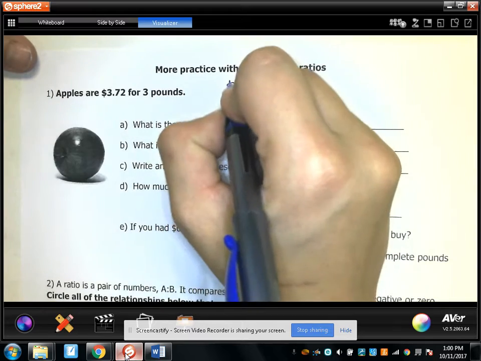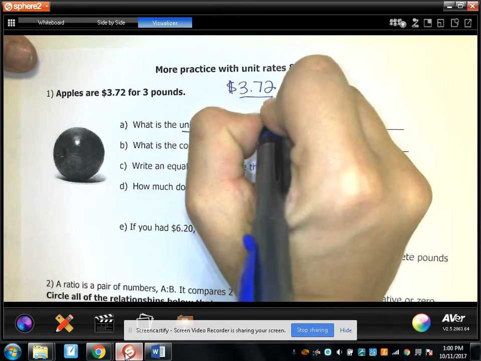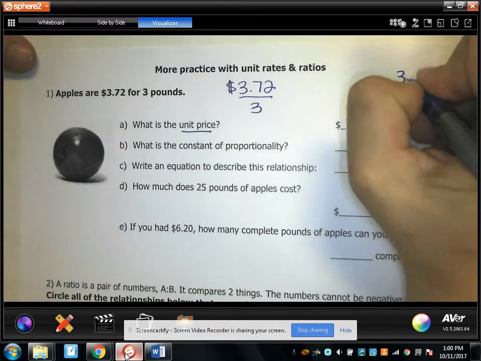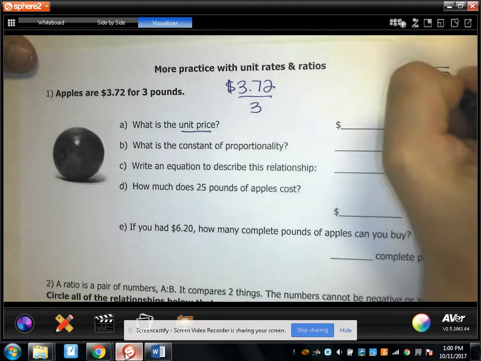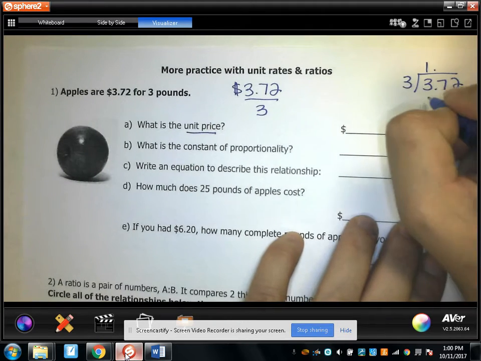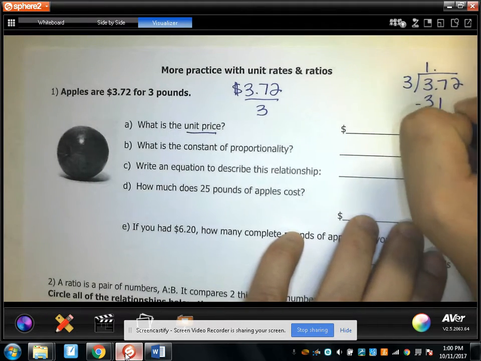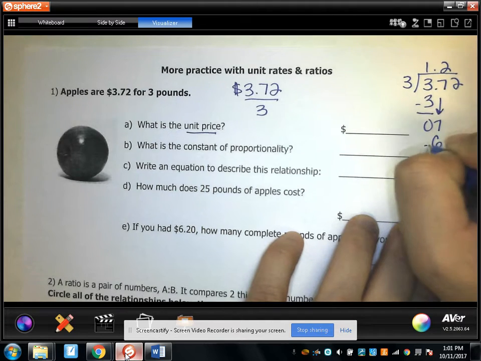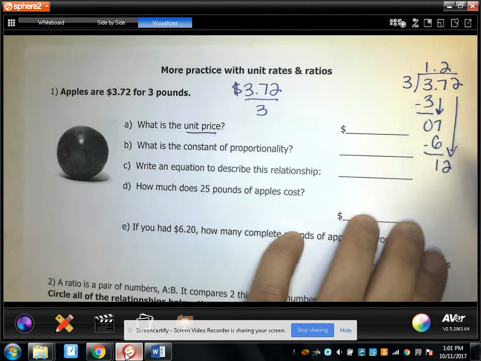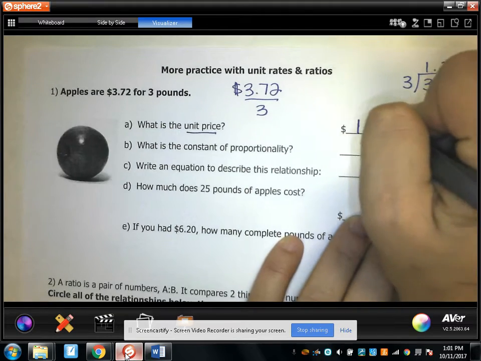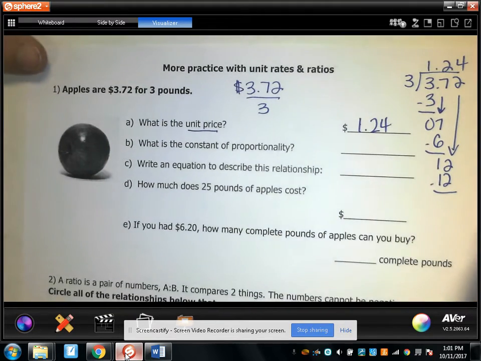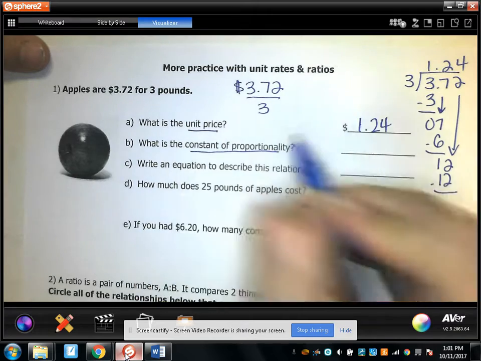And you always put money on top. So I'm going to see how many times does 3 go into 3.72. Here I go. Okay, and I get $1.24. Now, unit price and constant proportionality are the exact same thing.